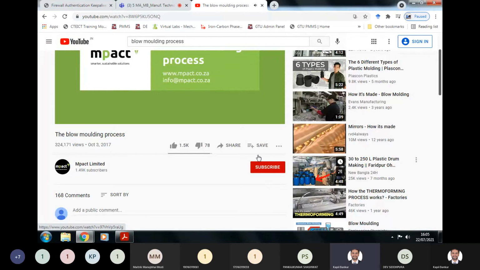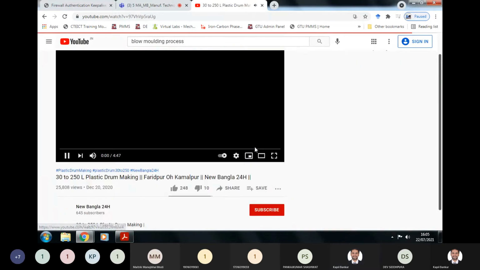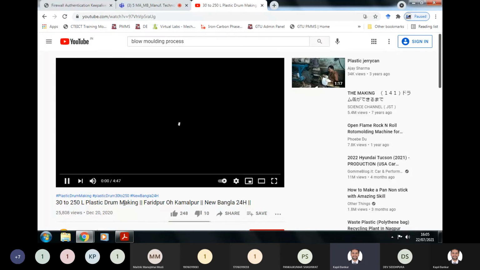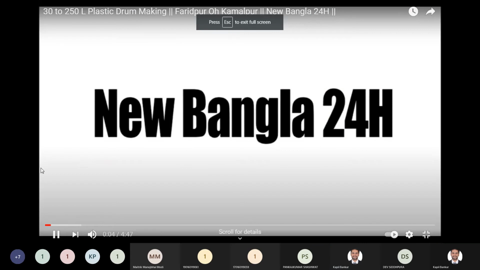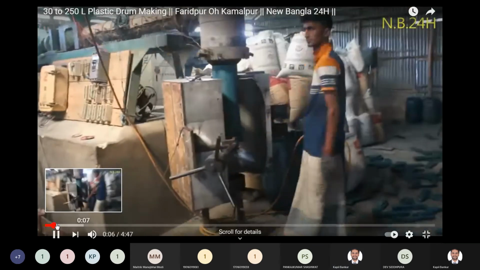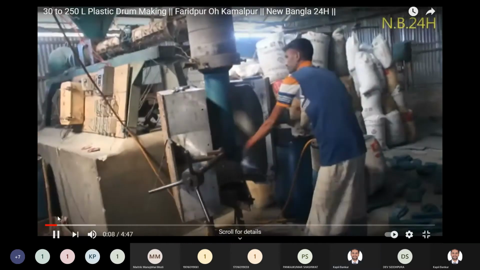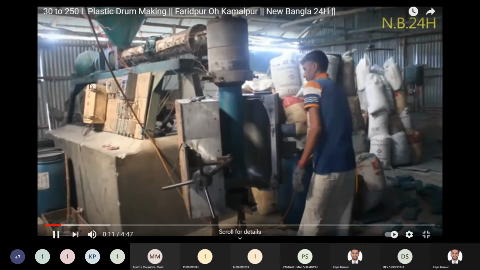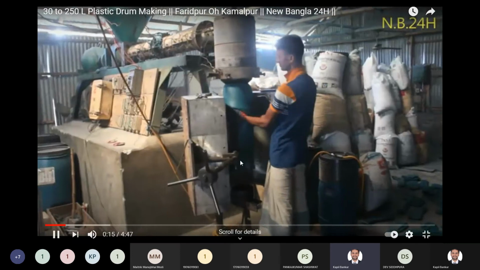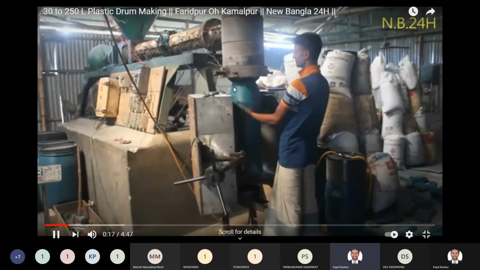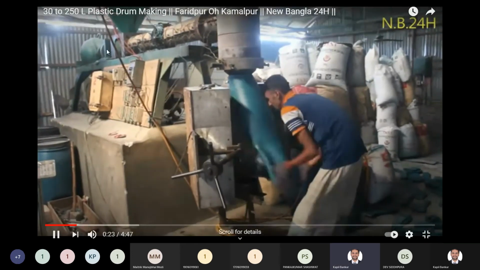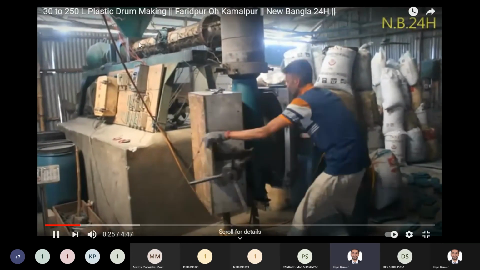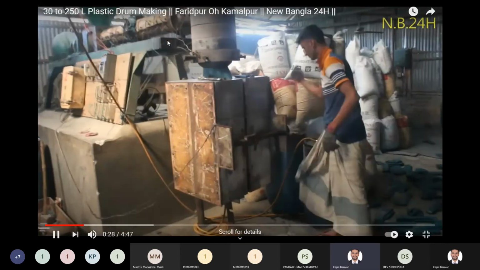This is another process, a 32 to 50 liter plastic drum making process. So see, from here, this is the Parison. The Parison means a hollow plastic tube that is coming from the extruder. This is the extruder, follow my cursor. From that extruder, the plastic material will be melted.